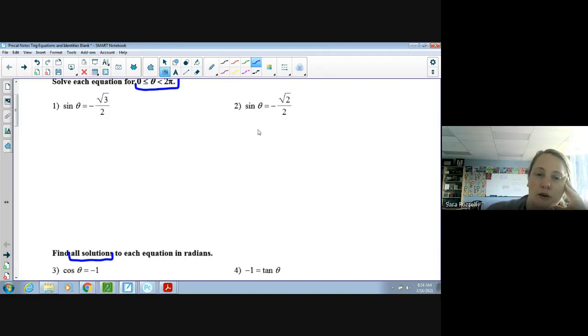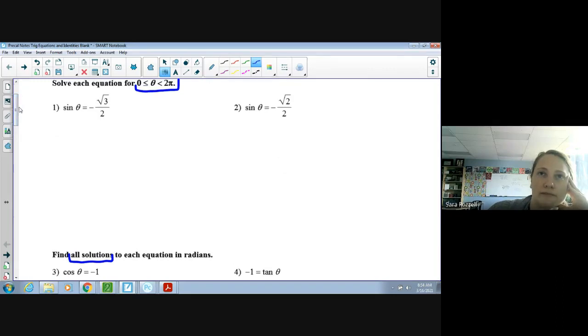So if they ask you a question like this, sine theta is -√3 over 2, you want to find the angles where sine is -√3 over 2. So you look at your unit circle, you find that, and you write down all the times between 0 and 2 pi that sine is -√3 over 2. So I've got my unit circle pulled up. We can go ahead and do that real quick. Is sine the x or the y? Y. The sine is the y.